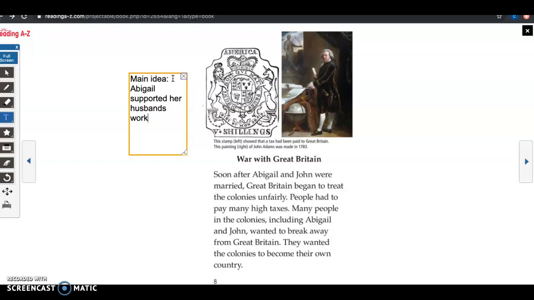So she supported her husband's work by running the farm while he was away. And that is primarily what this section was about.